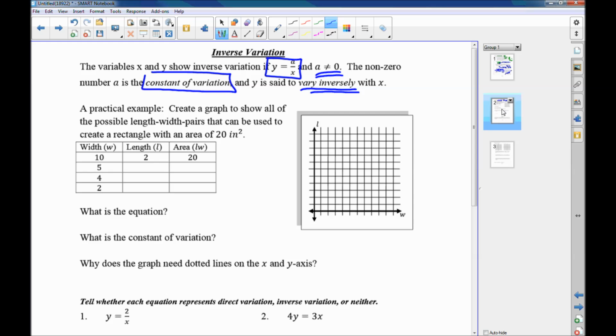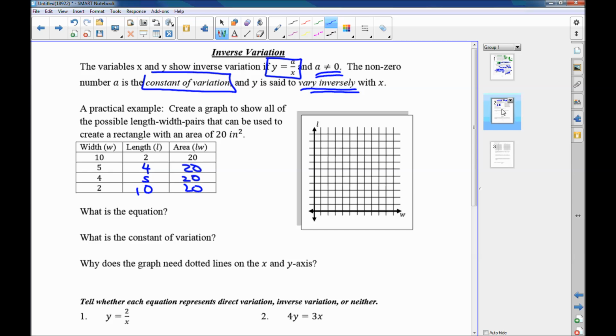Here's a practical example. Create a graph to show all the possible length-width pairs that can be used to create a rectangle with an area of 20 inches squared. So if the width was 10, the length would be 2, and that area would be 20. If the width was 5 and we wanted an area of 20, then the length would have to be 4. If the width was 4, the length would have to be 5, and if the width was 2, then it would have to be 10 here, so 2 times 10 for 20.